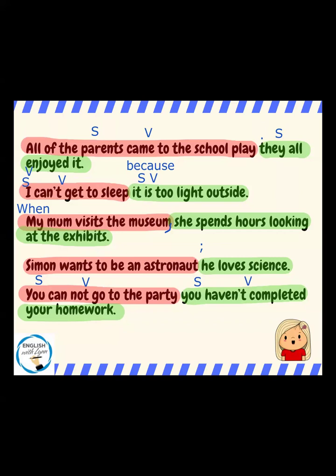I don't think the semicolons would work as well, but it's possible that you could use them. I guess you could split it into two complete sentences. So you cannot go to the party, full stop. You haven't completed your homework, full stop. But I think the best way to do it is turn the final main clause into a subordinate clause.